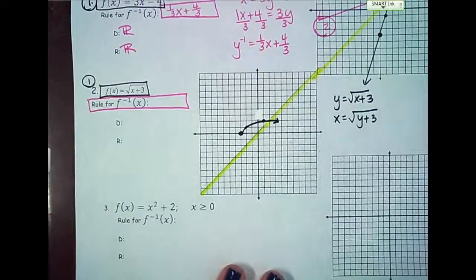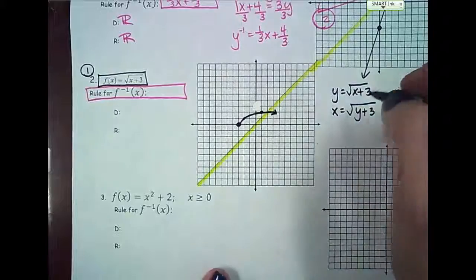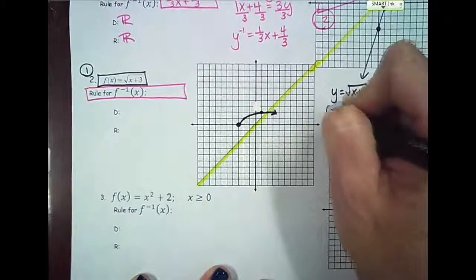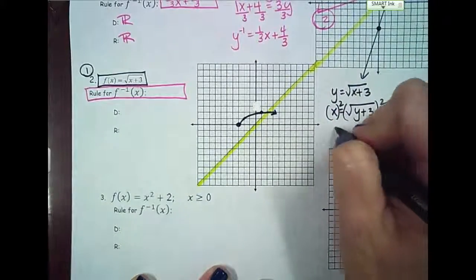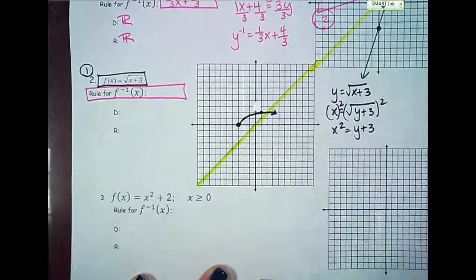Now what? How do I get rid of that radical? Square root, I'm sorry, square root. I know what you meant. In order to undo a square root, we have to square it. So no problem, let's take care of that. Square both sides. So now x squared equals, it's going to drop the radical, y plus 3.